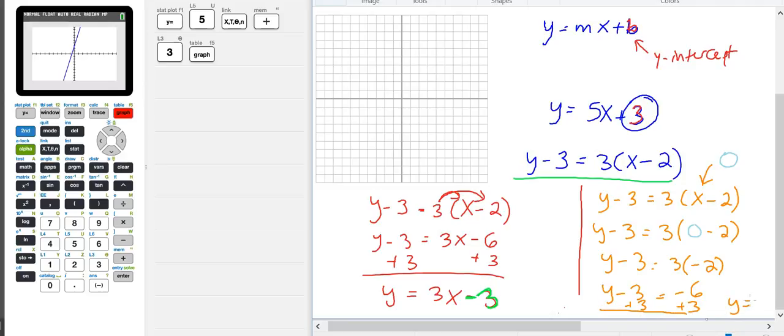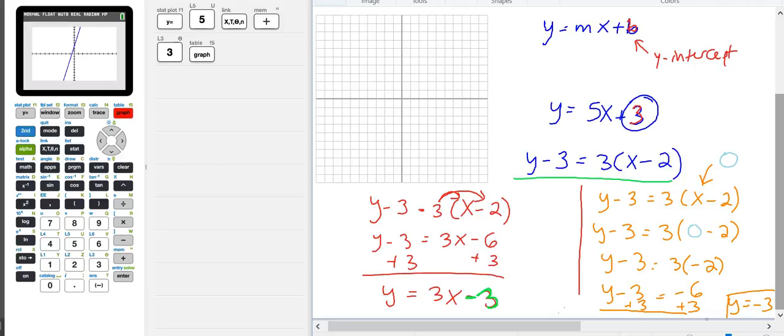Y is equal to negative 6 plus 3, which is negative 3. So when we solved it like that, by plugging in 0 for x, we got the same thing: our y-intercept is equal to negative 3. That's an important thing to remember: wherever a graph crosses the y-axis, the x-coordinate of that point is going to be 0. So to find the y-intercept of any graph, just set the x value of the equation equal to 0 and solve for y.